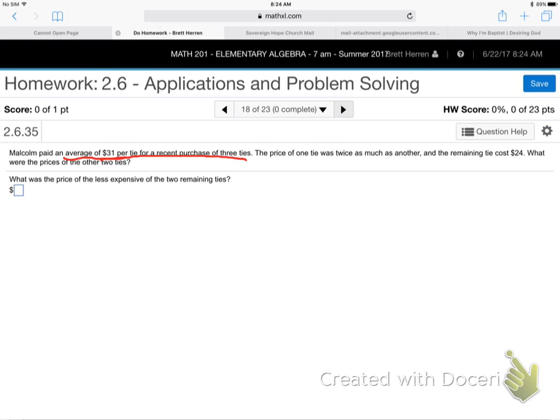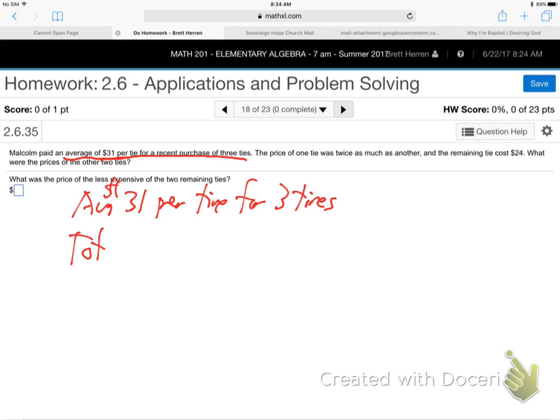If I said the average price, the average is 31 per tire for 3 tires. What does that mean the total is? 31 times 3, $93. Does that make sense? If something is an average for all 3, then you could just pretend all 3 have that amount and multiply by 3. That's what it means to be an average, right? So really, that's just a sly way for them to tell you the total. They're just being tricky there. We're not done yet, but that's one crucial piece.